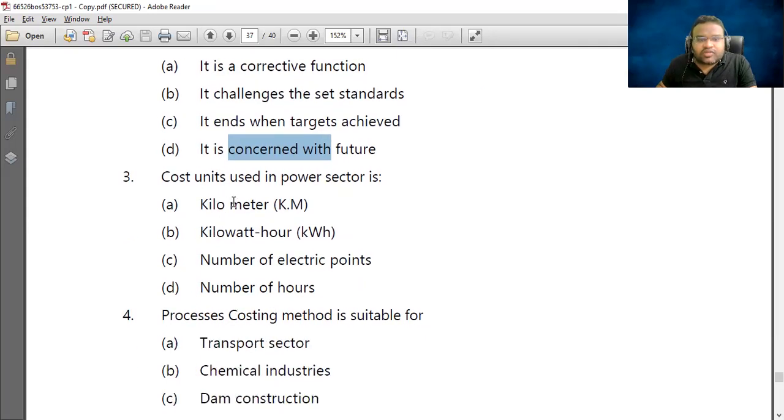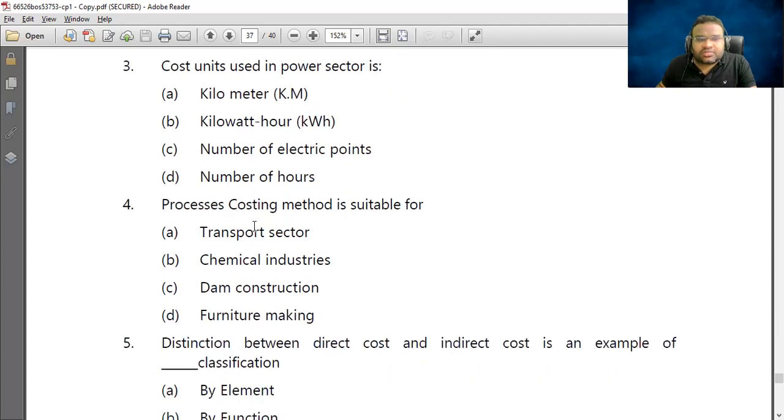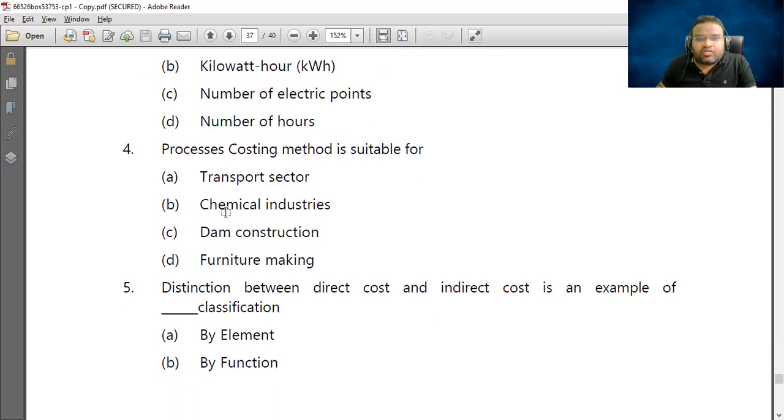Cost units used in the power sector. Power sector is what? Tell me. Kilowatt hour. Process costing method is suitable for what? When the production takes place in more than one process, like chemical industries. For the transport sector, operating costing. Dam construction, contract costing. Furniture making, like job costing.